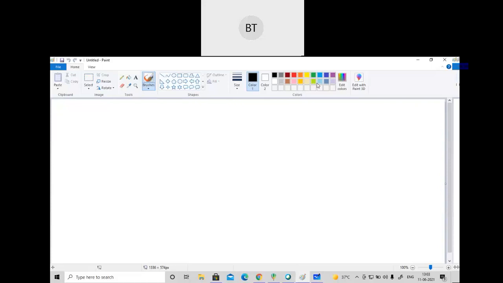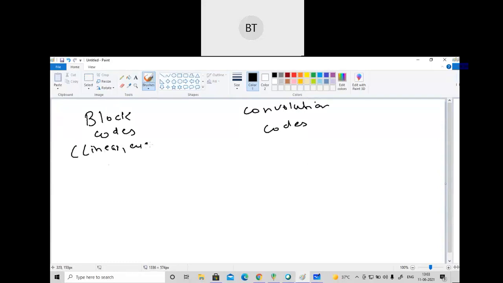Before starting the convolution code, we will see the difference between the block codes and convolution code. Why is it necessary to study convolution code if we have studied the block codes? First of all, I will give you some differentiation between block codes and convolution code. After this, you will get to know why it is necessary to study the convolution code. Basically, if I'm talking about block code, we have seen the linear block code and cyclic codes. These are part of the block codes.